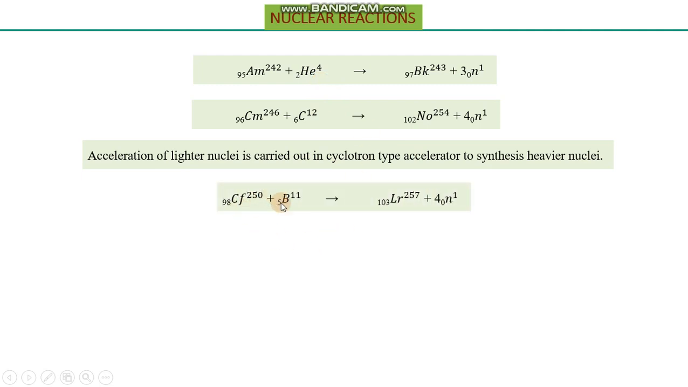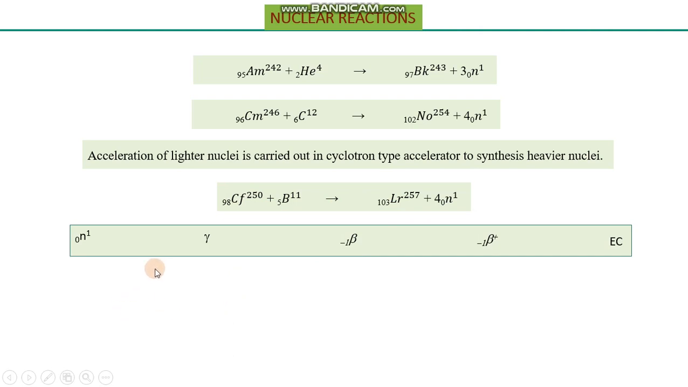Now, when californium is bombarded by boron 11, lawrencium 103 is produced along with 4 neutrons, and once again you can balance the nuclear reactions.